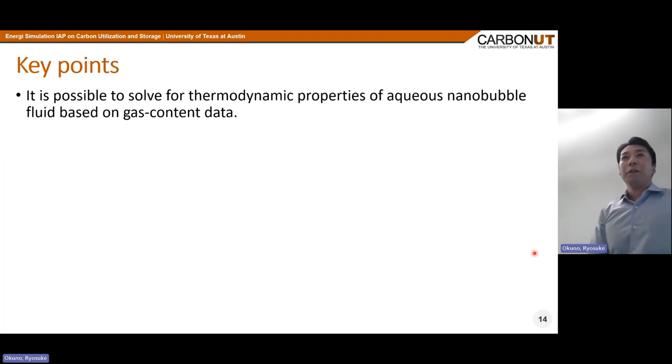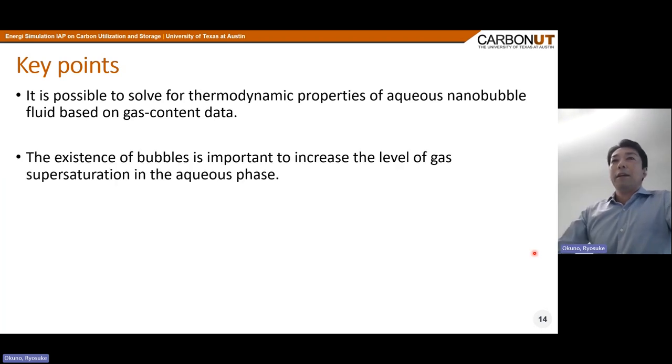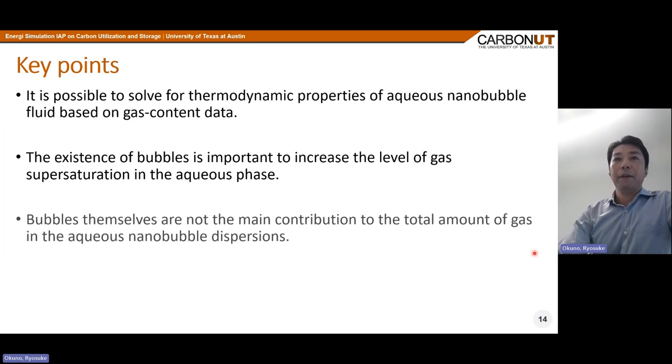So let me summarize what we discussed so far before going to applications. It's possible to solve for thermodynamic properties of aqueous nanobubble fluids based upon gas content data. And the existence of bubbles is important to increase the level of gas supersaturation in the aqueous phase. And the bubbles themselves are not the main contribution to the total amount of gas in the aqueous nanobubble dispersion.